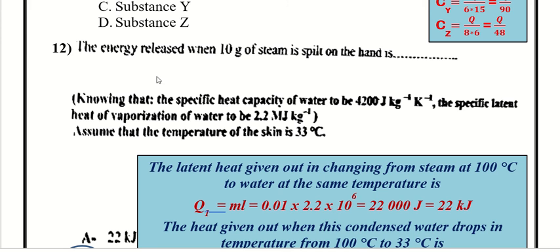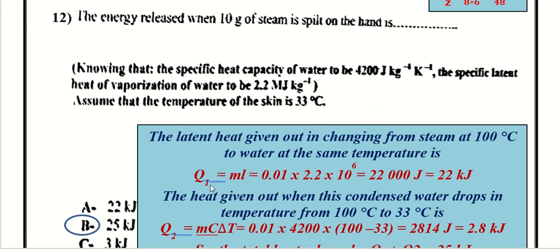Number 12. The energy released when 10 grams of steam is spilled on the hand. By putting the hand in the pulse of steam rising up, it will cause a conversion: some amount of steam will be converted back into water. So there is an amount of heat that is released as latent heat.